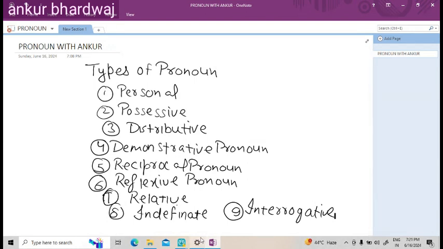So learners, again I am going to spell it. How many types of pronoun are there? There are 9 types of pronoun. And now I will tell you one by one what is the difference between all the types of pronoun. You can see here that there are 9 types of pronoun, and now I'm going to segregate them from each other. As I already told you, there are 9 types of pronoun, and the difference between the pronouns I'm going to tell you one by one in chronological order.